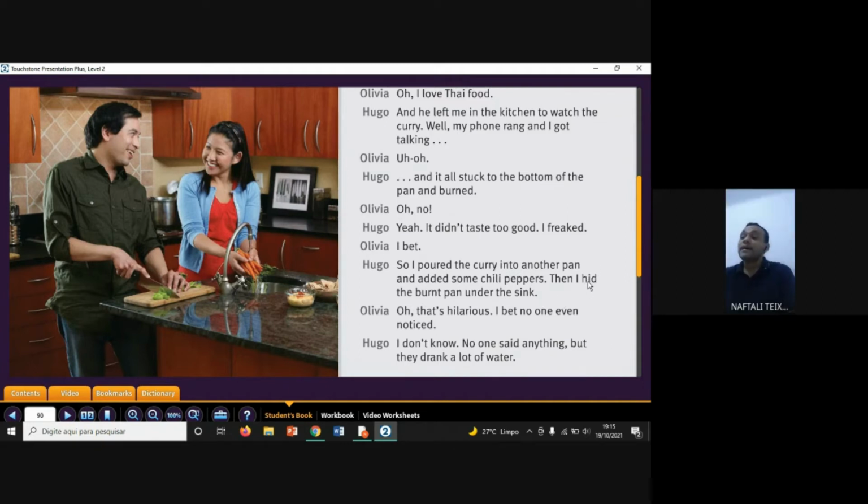Perfect. Yeah. Hid, right, is the past form of the verb hide. Yes, Nayana, hide. The verb esconder, all right? And then the past form is hid, because this is an irregular verb, right? Yes, perfect. Irregular verb. And here we have another irregular verb, which is burned. Burnt, qual é o passado de burnt?